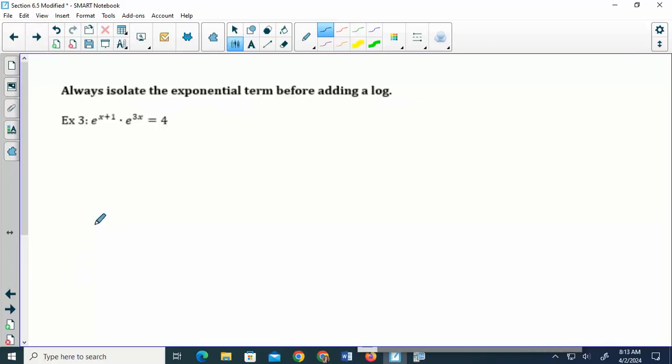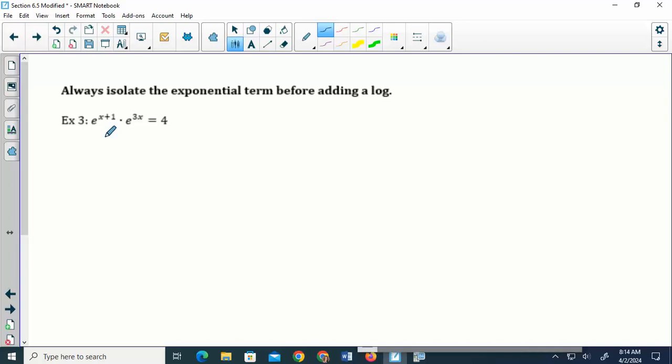All right. The property that we're using requires us to have essentially one thing on each side of the equal sign. So I can't just go in and add a log if I have multiple terms on one side. And we want to make sure that we are simplifying things as much as possible before we go trying to add our log.